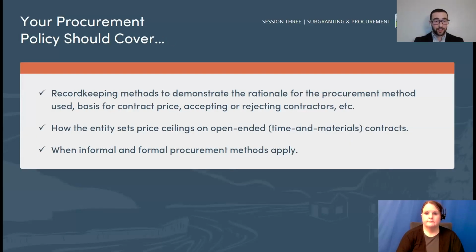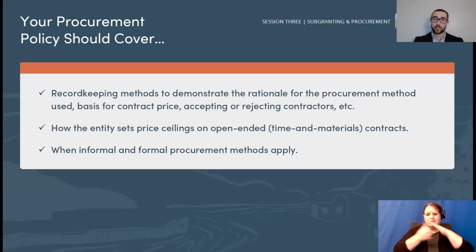What else should it cover? It should outline some of the record keeping methods that you have that demonstrate the rationale for procurement method used, right? So why did we choose this method? Why did we do sealed bid? Why did we do a proposal? What's the basis for these contract prices, right?